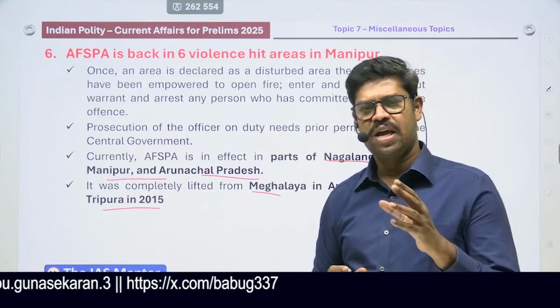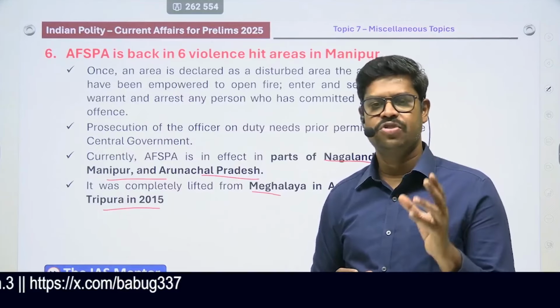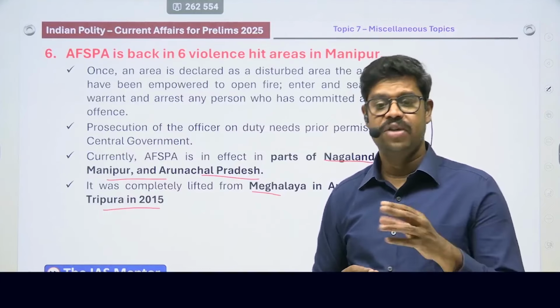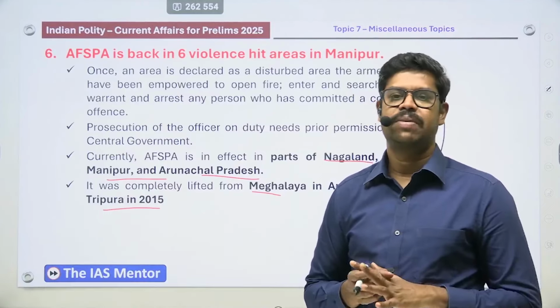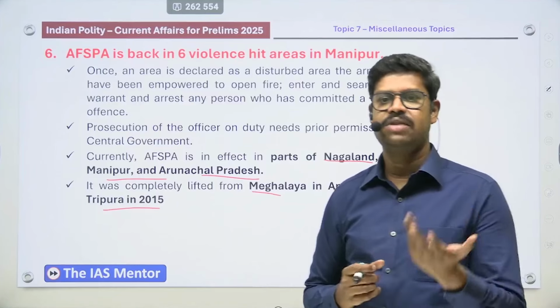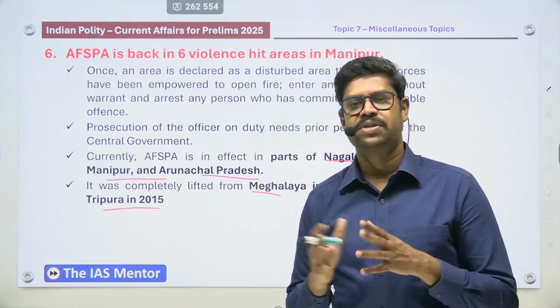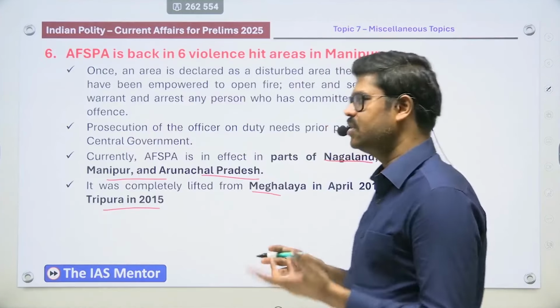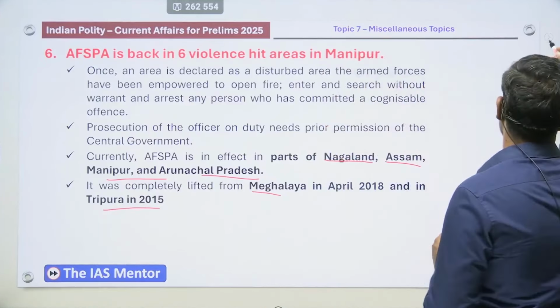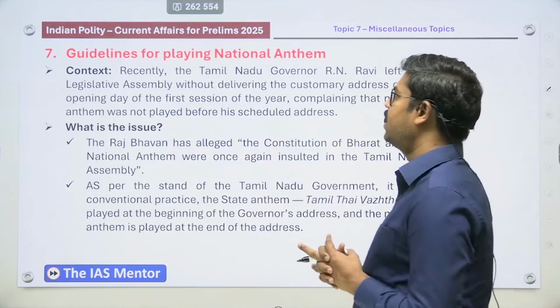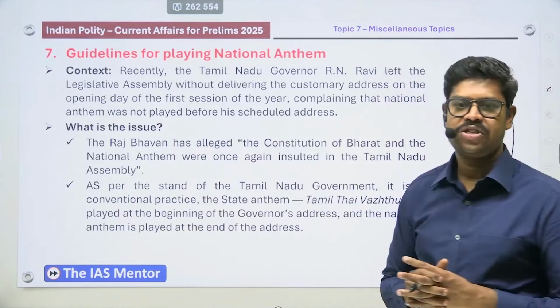So therefore, you should have an idea as to what this Armed Forces Special Powers Act is, who can declare an area to be a disturbed area where the Act is used, and what powers are given to the armed forces where the Act is invoked. It has its own criticism, but it still continues to be a law in our country. Now come to the next topic, guidelines for playing the national anthem.